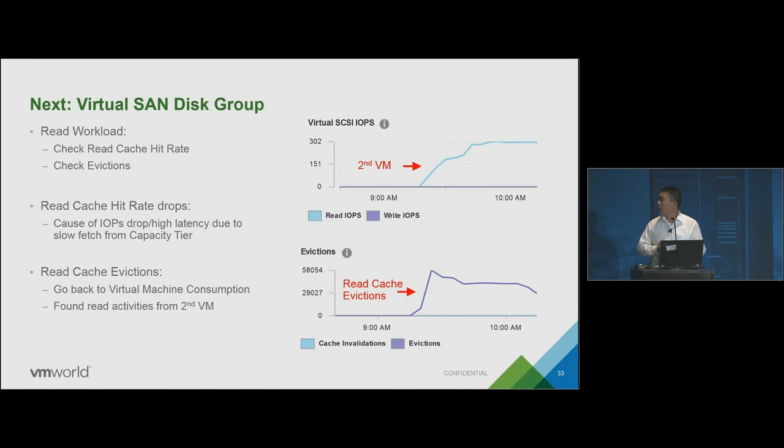And then at this point, we come back to the virtual machine consumptions and check the other VMs on the same host. We find that there is a second VM on that particular host that has read activities going on when the problem happens. And this makes the read cache full and causes the read cache entry evictions. Now we have root caused this performance issue, which is from workload change from the second VM. Let's fix this read cache eviction.